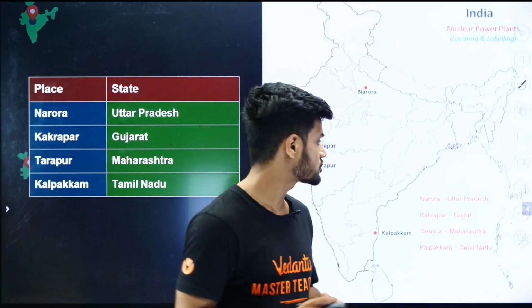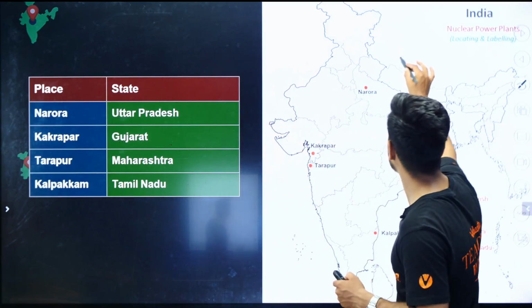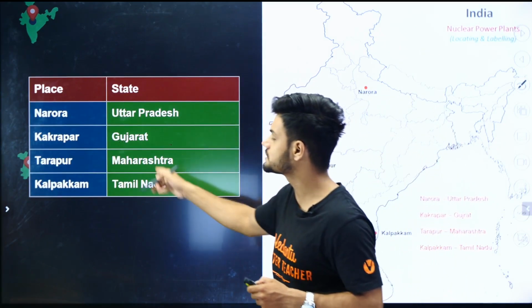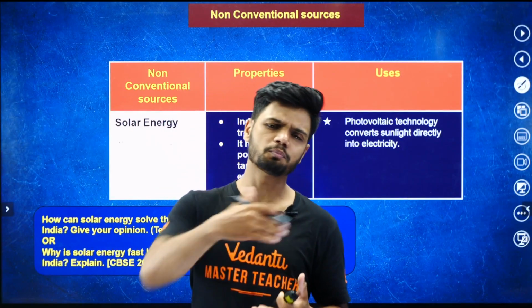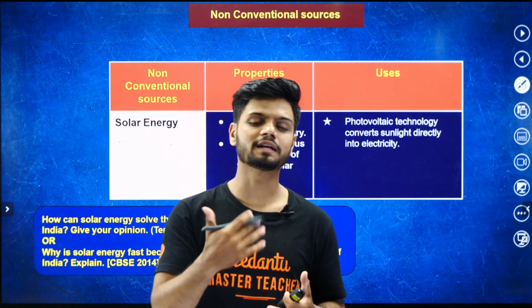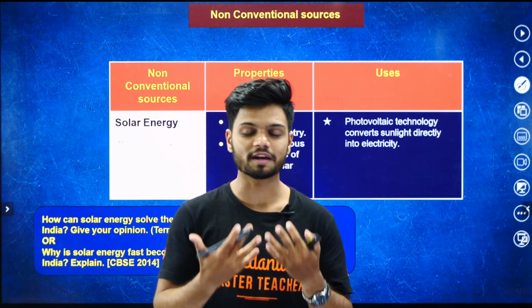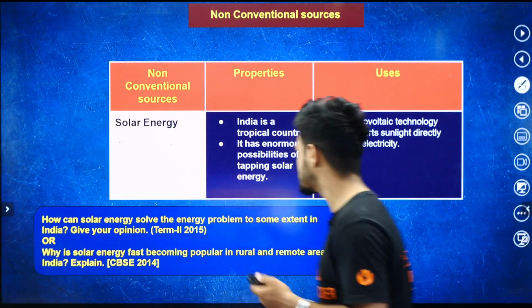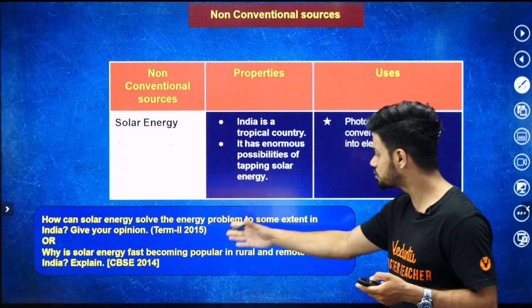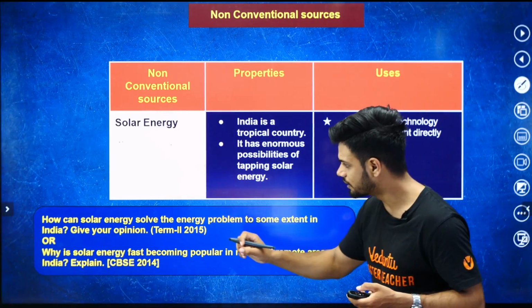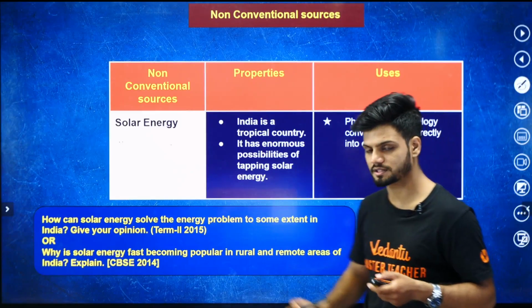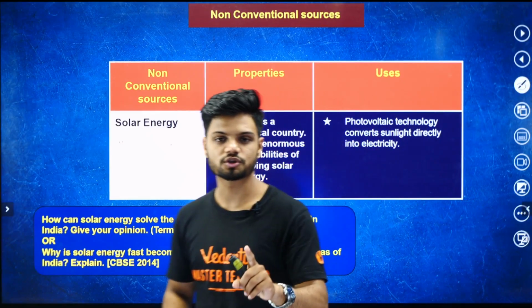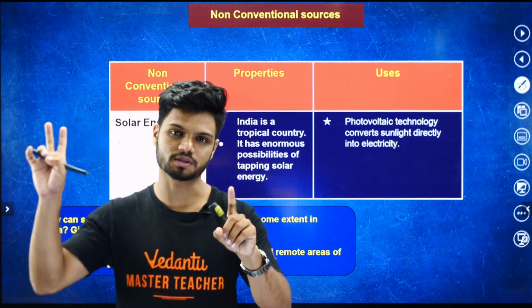Again, different locations. The map is very important. Learn the map and then learn the differences. Then we have solar energy, which the government keeps on pushing, keeps telling you to use solar energy, very useful for all of you. Because how can solar energy solve the energy problem to some extent in India? Why is solar energy becoming the most popular in remote areas? Again, for this question, the answer should be properties and uses.